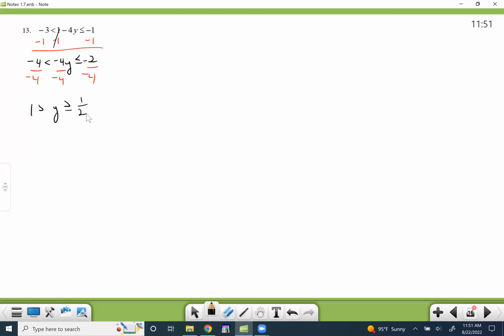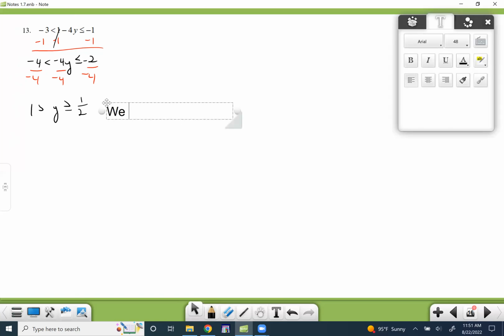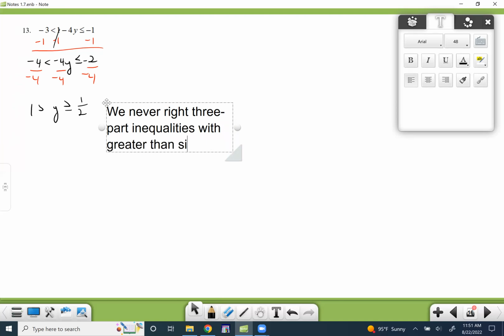Now this would get marked wrong, I believe. I would mark you off a little bit, because I told you guys we never write sandwiched inequalities with greater than signs. So we need to flip the entire thing around, right? We never write, they call them three-part inequalities, with greater than signs. So flip the whole thing.